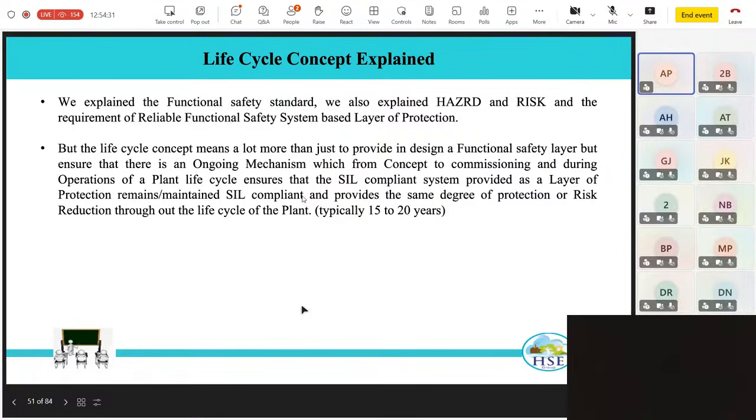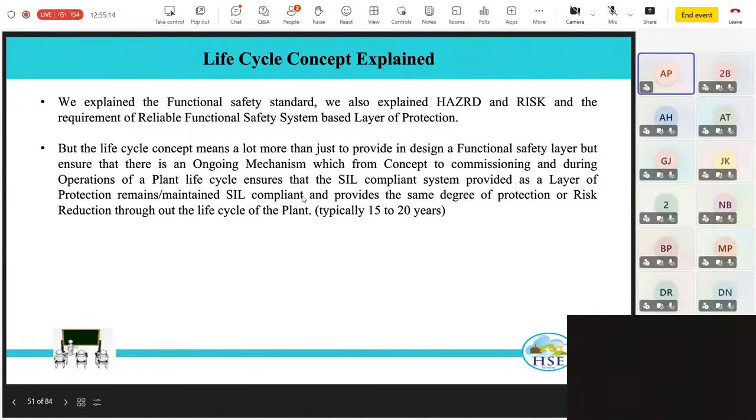So the life cycle concept is explained. Here we explained the functional safety standard. We also explained hazard and risk and the requirement of a reliable functional safety system as a layer of protection. But the life cycle concept means a lot more than just providing a functional safety layer in design. It ensures that there is an ongoing mechanism, from concept to commissioning and during operations, that ensures the SIL compliant system provided as a layer of protection remains SIL compliant and provides the same degree of protection or risk reduction throughout the life cycle of the plant, typically 15 to 20 years.